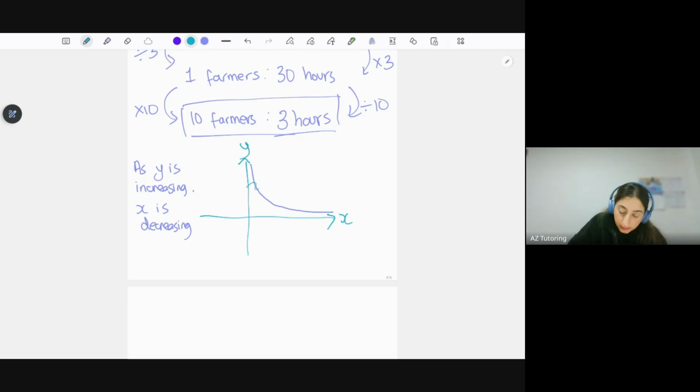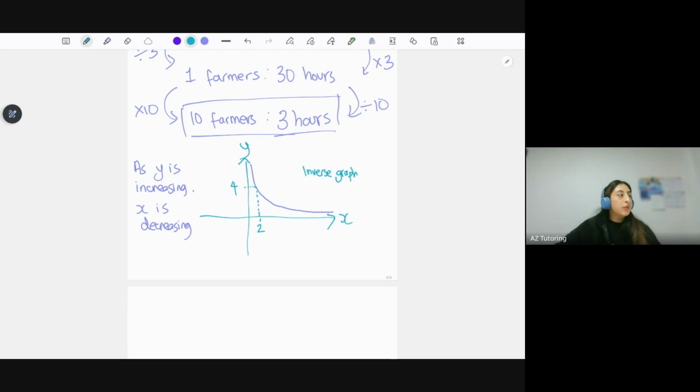So if we just look, if my y is going to be 4, then my x is going to be 2. So as y is increasing, the graph is going down, is decreasing. That's what an inverse graph looks like. So be wary of this sort of graph.